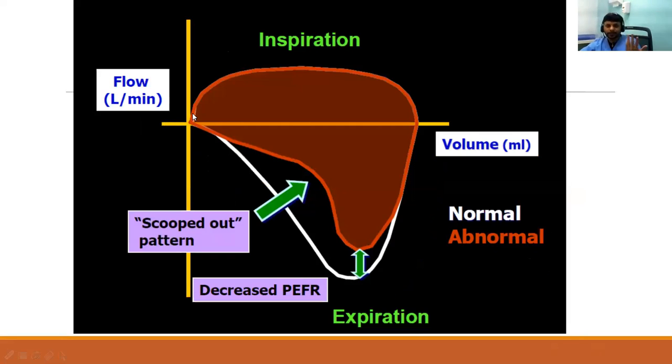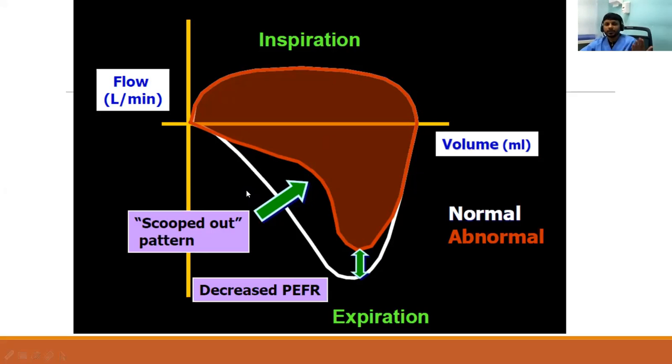Now, like I said, the third pathology that we can pick up is an increased resistance to expiration. So, like I said, the white one is the normal breath, the red one is the abnormal breath. We clearly see that for this baby, the red breath is lower, that is the peak expiratory flow is lower, and it is scooped out completely.